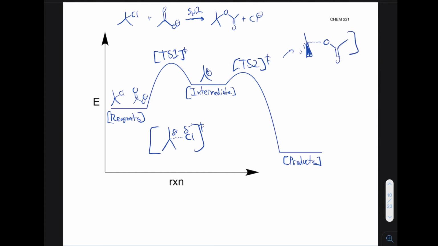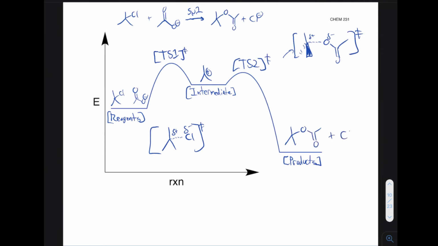Right, and again, we show partial negatives and positives to show that there's a bond being, in this case, made. Right, before it was being broken, now here it is being made. So very similar to the SN2 transition state, except now it's all happening in 2 steps instead of just 1 step, where there's both that bond breakage and being formed at the same time.